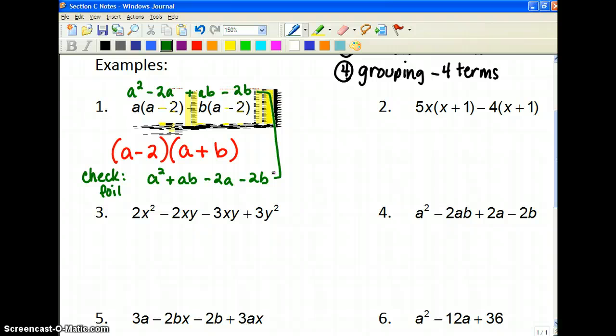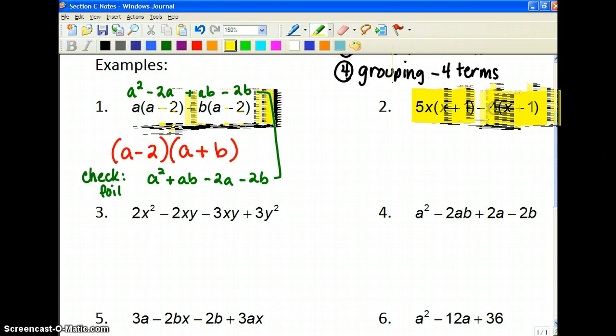Okay? Try another one and see. Now it's a little confusing at first, but just take your time and think. What do these 2 terms have in common? The parenthesis, x plus 1. When you take that out, what's left? 5x minus 4. And you're done.